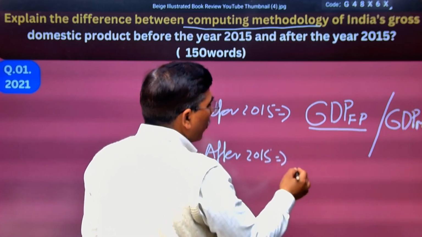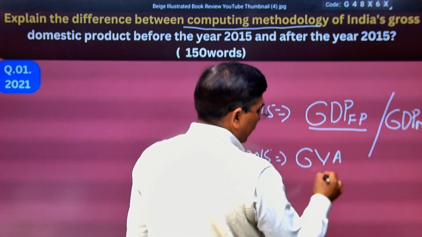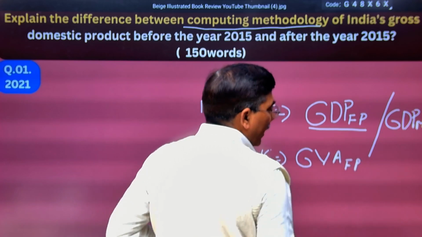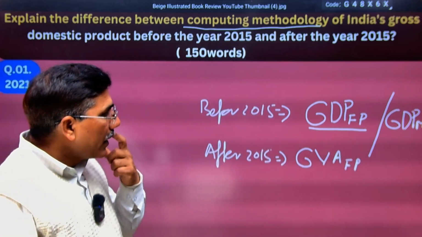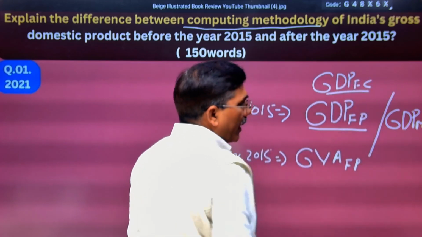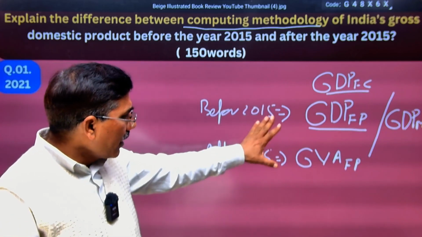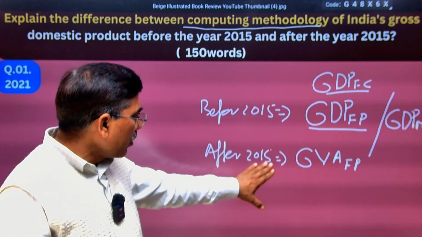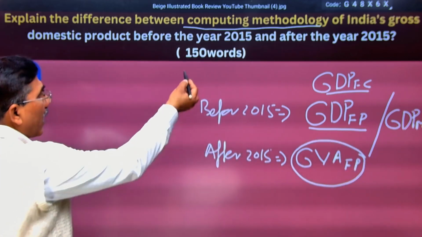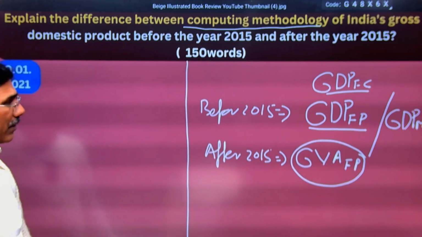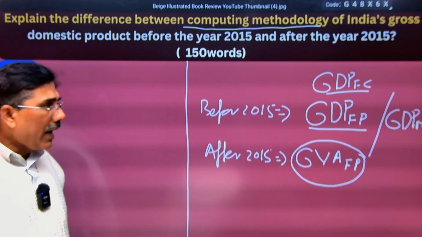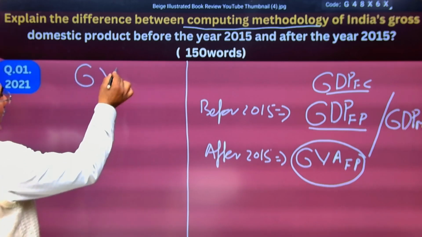But since 2015, we are calculating gross value added, at fixed price. Previously we were calculating GDP at factor cost also. But since 2015 onward, we are calculating the gross value added. It means now you have to understand the method by which we calculate the national income at different levels of productivity, that is known as the gross value added method, GVA.